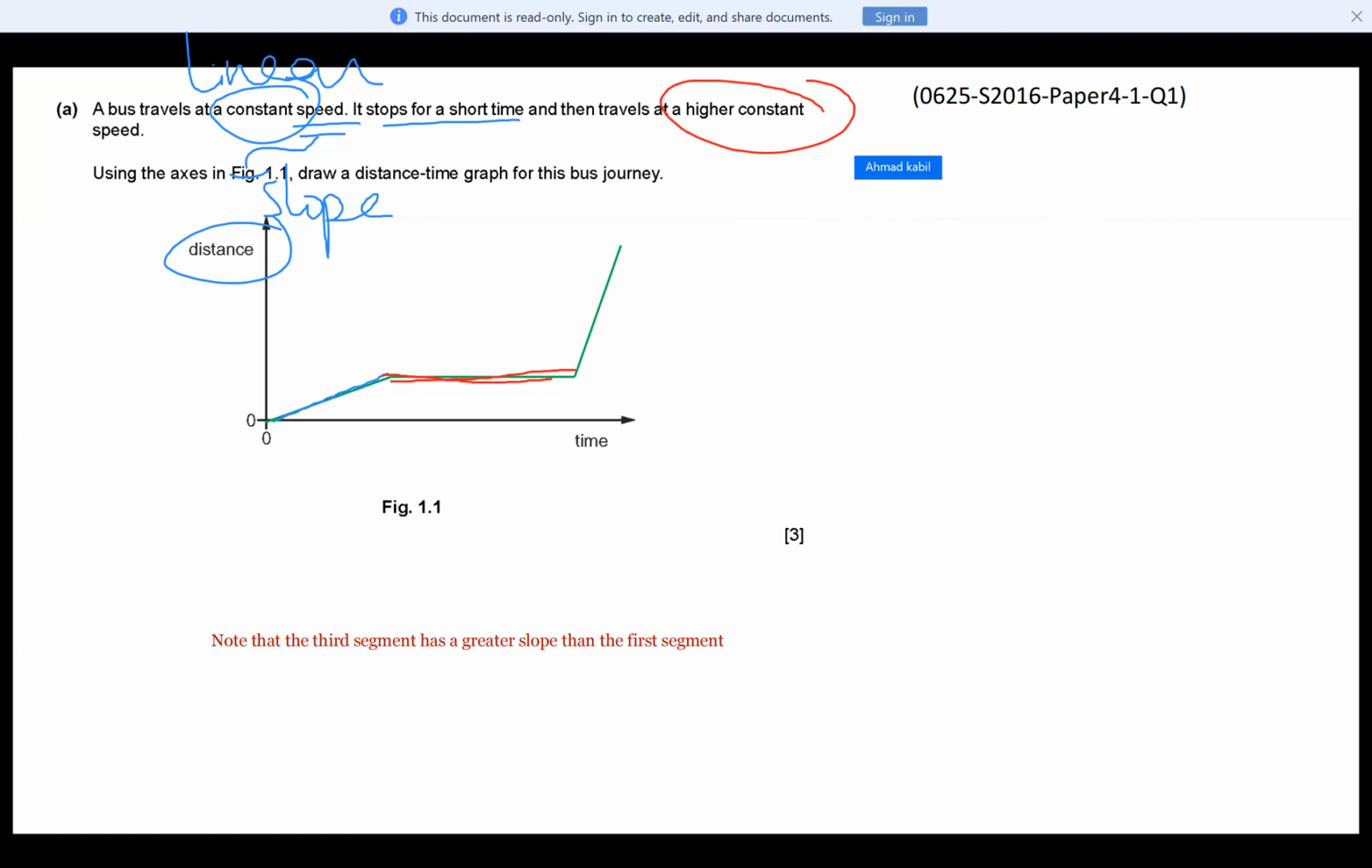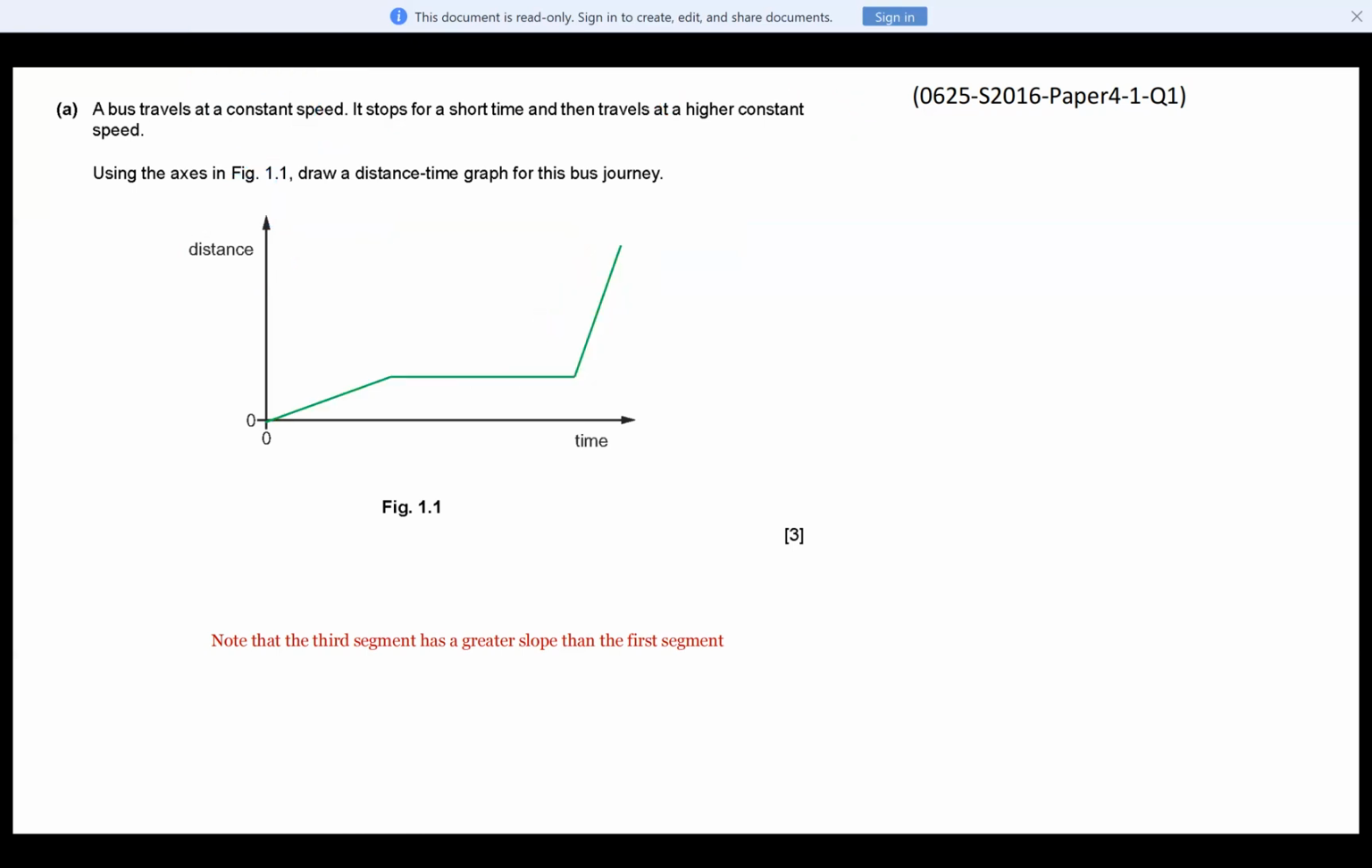So again, a linear section again, but this time the slope has to be higher than before. So how do we draw a higher slope? It just has to be steeper like this. If you can notice the difference between these two lines, they're both positive slopes, but this one is less steep than this one. So this is the idea here of higher constant speed. If you have a higher slope, then you have a steeper line. So therefore, this would be what the correct final answer looks like.